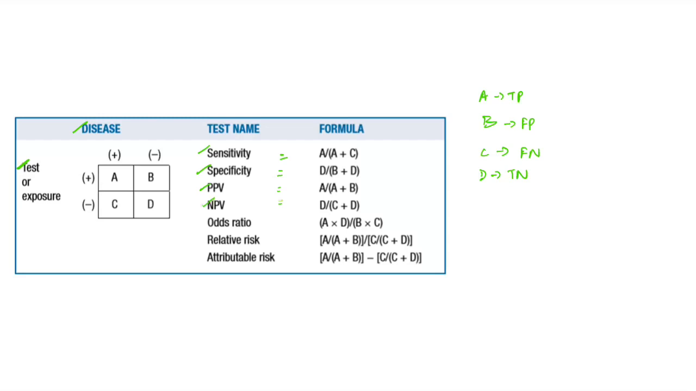For calculating odds ratio, it is exposure. Odds ratio is equal to A into D divided by B into C. Relative risk is equal to A divided by A plus B, divided by C divided by C plus D. Attributable risk is equal to A divided by A plus B minus C divided by C plus D.